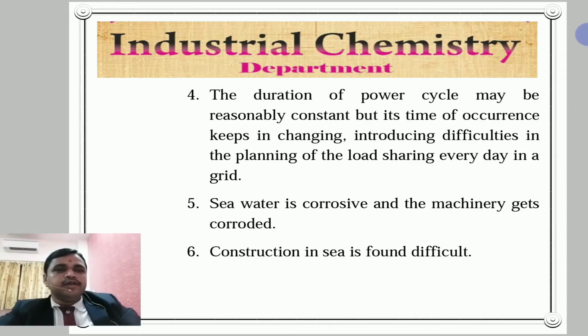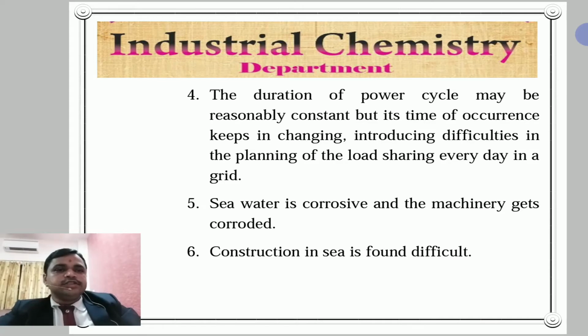Number 5, seawater is corrosive and machinery gets corroded. It is very important. Our generator, turbine, and some auxiliary instruments corrode in seawater. The machinery used in a tidal power plant gets corroded.